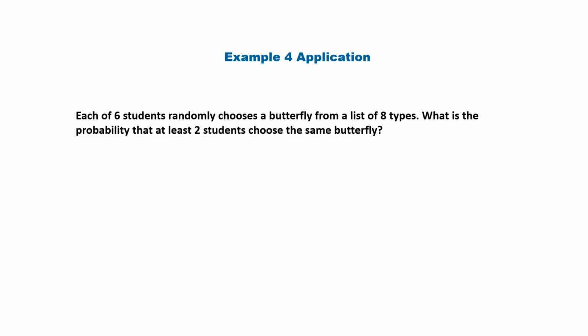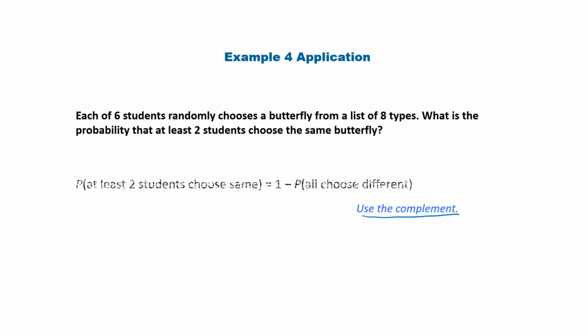All right, so this example says each of 6 students randomly chooses a butterfly from a list of 8 types. What is the probability that at least 2 students choose the same butterfly? So let's see what we do for that. The first thing we want to do is think about using the complement, just like we talked about a minute ago. At least 2 students choose the same, we're looking for that probability. So it's going to be 1 minus the probability that all choose different.